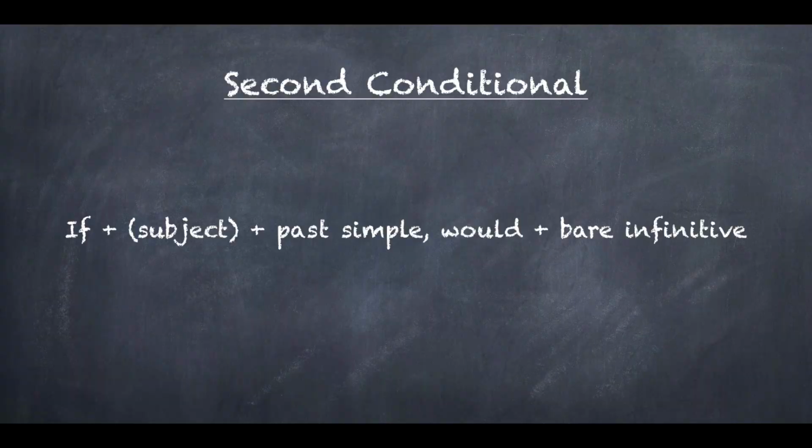Okay guys, so let's start with the form, the structure for the second conditional. Just for the sake of this video, I'm going to start with the if clause. But like I said in the previous video for the first conditional, it is possible to swap the if clause and the main clause. So to make the second conditional, we can use if plus subject plus past simple. So that is the if clause, then followed by the main clause, which is made up of would, followed by the bare infinitive.